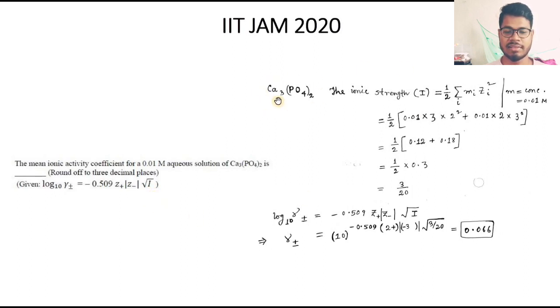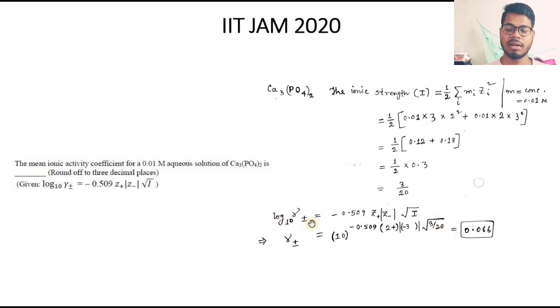To get the ionic strength, there are 3 Ca2+ ions and 2 PO4 3- ions present. The ionic strength formula is half the summation of M i Z i squared. M is the concentration, that is given as 0.01 molar, so half into 0.01 into 3. Why 3? Because 3 Ca2+ are present, and 2 plus means Z squared is 2 squared. And also M is 0.01. The number of PO4 3- ions is 2, and the charge is 3 minus, modulus 3, that is 3 squared. After calculating this, I have got I equals 3 by 20.